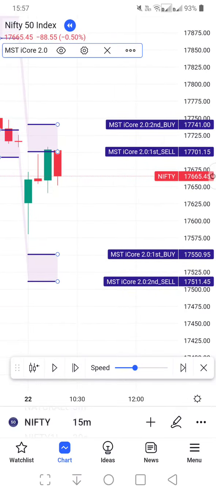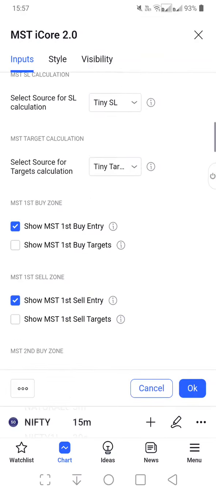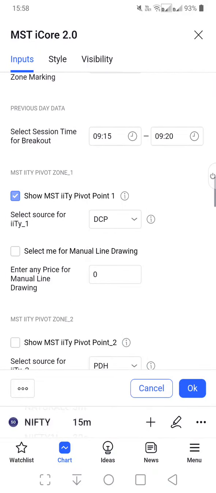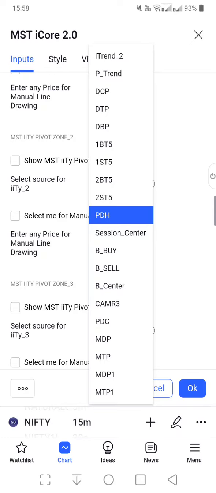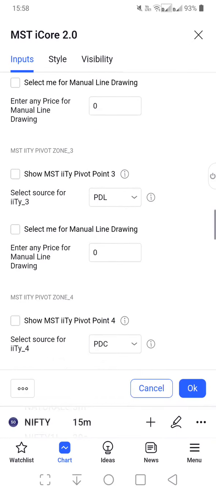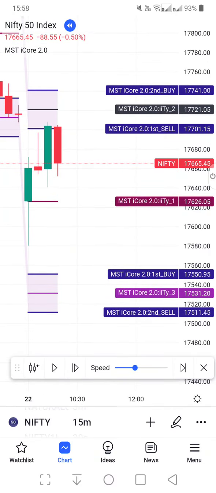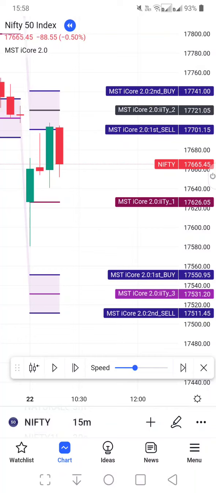If you want, you can add the top middle point and the bottom middle point. So this is DTP and DBP, the top and bottom pivot points you can add. Now it looks like this. Already the sell got activated.